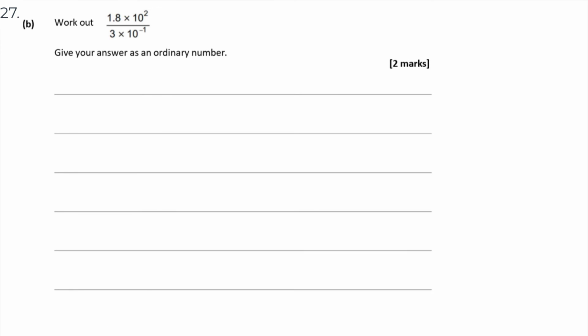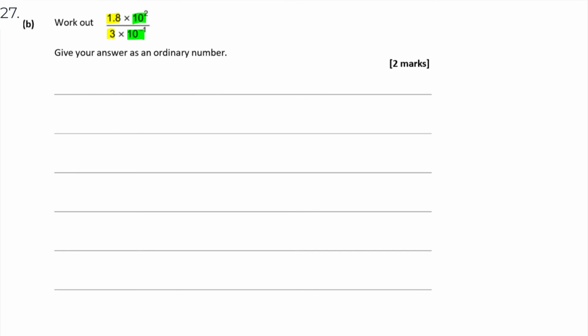Part B says work out 1.8 times 10 to the 2 divided by 3 times 10 to the minus 1. Okay, now these are two numbers in standard form that we're dividing by each other. When you're dividing numbers in standard form, my advice is to divide the mantissa part, the number part at the front, by the number part, and divide the power of 10 part by the power of 10. So let's do the number part first. What is 1.8 divided by 3?